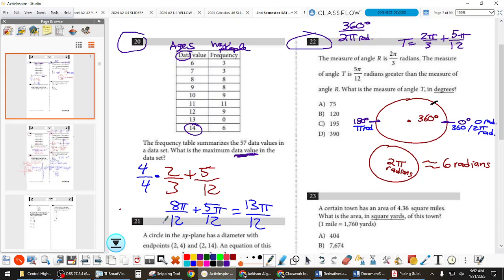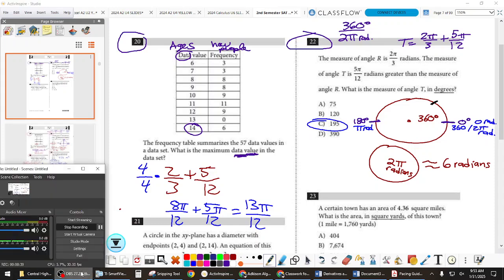Out of this list, which one is just after halfway around? $1.95. Okay, so really this is a fraction addition problem, as long as you know that there's 2 pi radians in a circle. Whew, all right, grab your stuff from here.